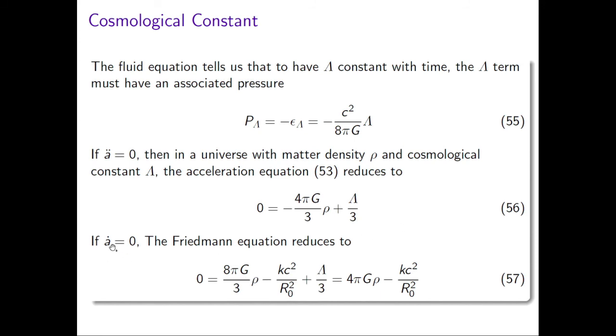So a dot also has to be 0 since there is no net acceleration. The Friedman equation reduces to 0 equals 8 pi g by 3 times rho minus kc square by r naught square. Again, we didn't take the scale factor here because it is at the present moment, as you can see with the r naught, plus lambda by 3, that equals 4 pi g rho naught minus kc square by r naught square.